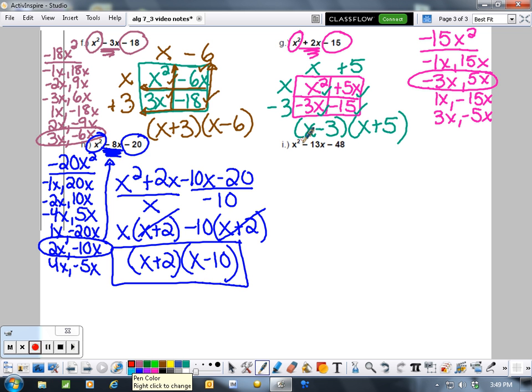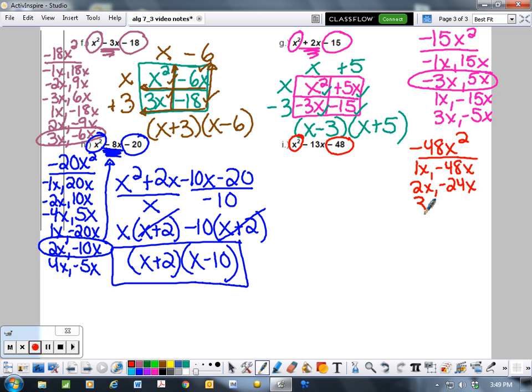So next one, x squared, negative 48. So we multiply, negative 48x squared. We make a list. 1x, negative 48x. 2x, negative 24x. Okay, I know 3 goes. How many times? Oh, I don't know. I gotta grab the calculator. 48 divided by 3 is 16. Okay, 4 goes. Negative 12. 5 doesn't go. Let's see, 6. 6 should go 8 times. And then 7 doesn't go. Then we end up back at 8.